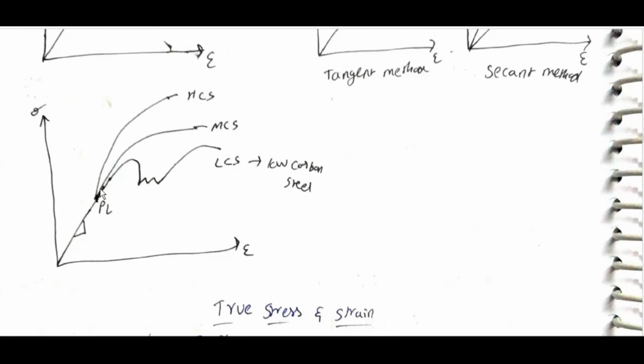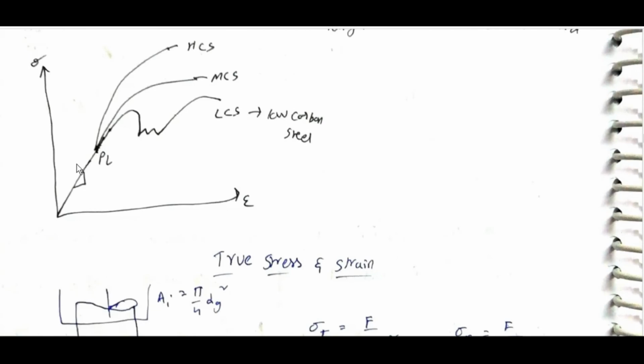Sigma epsilon: low carbon steel or mild steel will be like this. Medium carbon steel will be like this. High carbon steel will be like this. E is the same, so the initial slope will be like this.